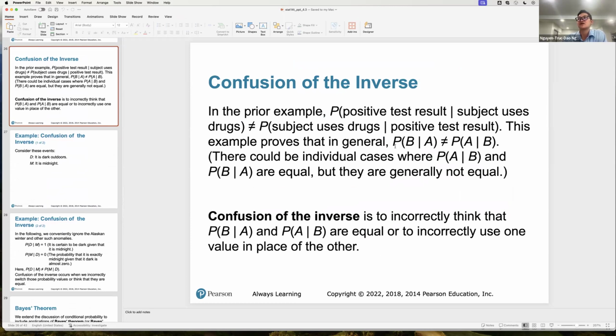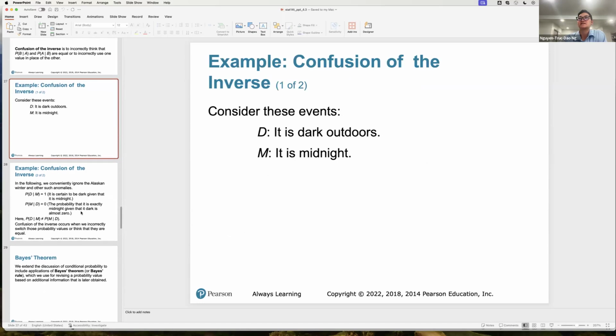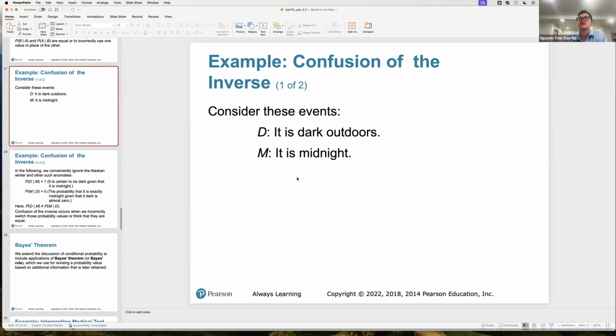So this is just the confusion of the inverse, right? Some people may make the mistake. They think that they are the same, but they are not actually. They are different. Now, let's consider these events.